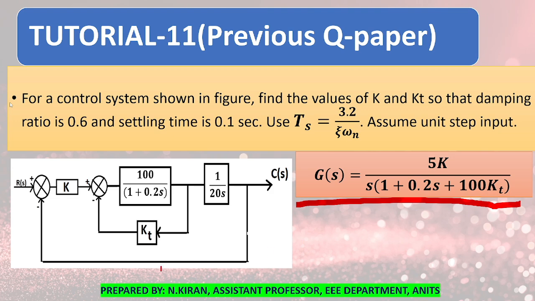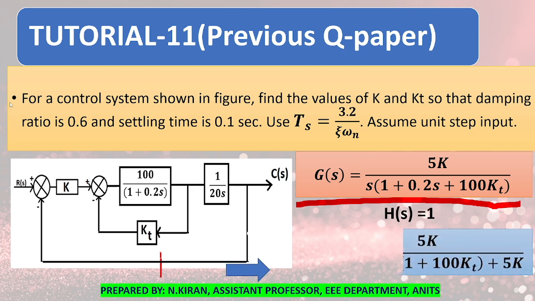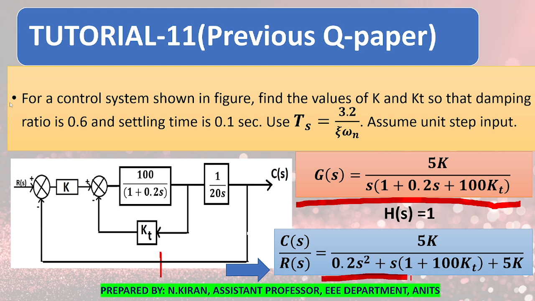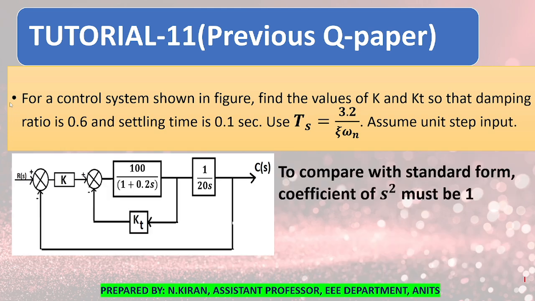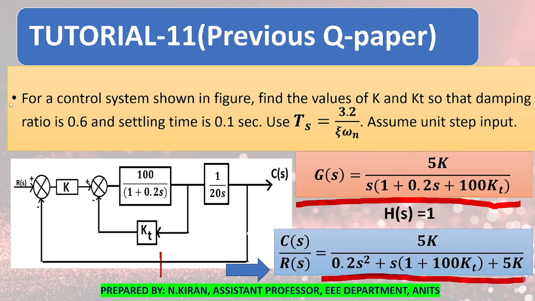Since feedback here value is 1, so using the closed loop transfer function formula, C of S by R of S is nothing but 5K by 0.2 S square plus S into 1 plus 100 Kt plus 5K. So that will give me the standard form. So in order to compare, let me go to my previous slide.